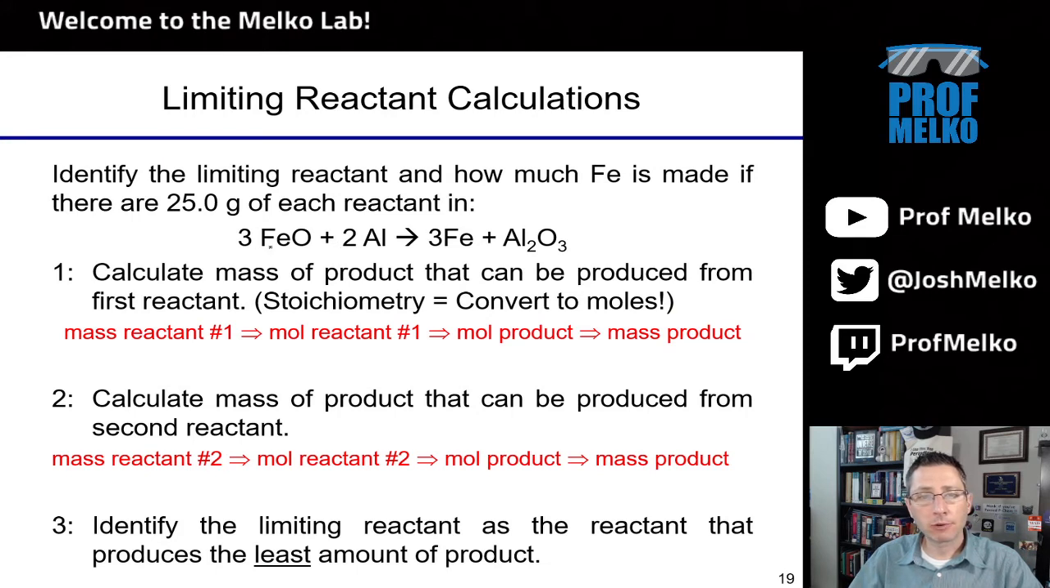So here's a problem where we're combining iron oxide and aluminum. Single replacement type of reaction. Here's the balanced chemical reaction. What we would have to do if we have 25 grams of each reactant, we would take the 25 grams of iron, use the molar mass of iron to get moles of iron.